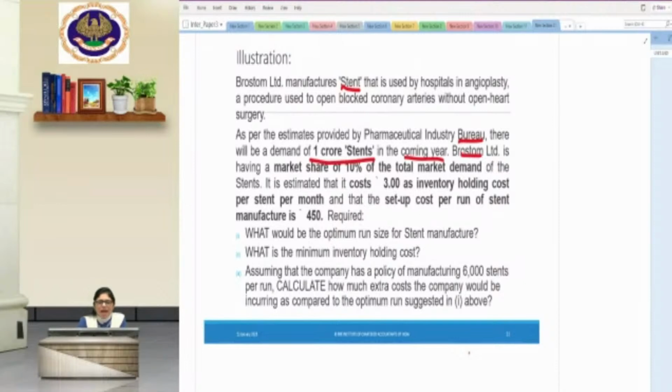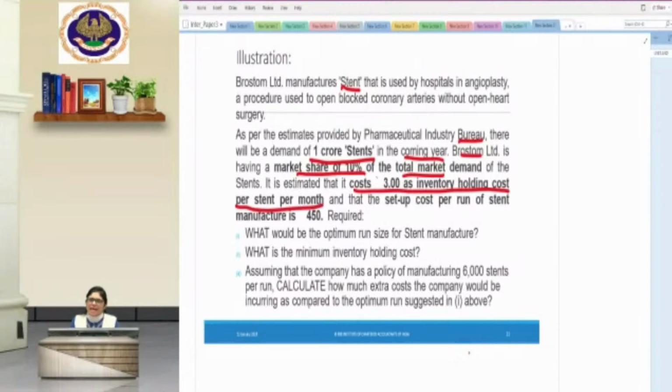Broston Limited has a market share of 10% out of 1 crore. See, 1 crore is the demand as a whole market, but Broston Limited has 10% of the market share. That is the hidden information for you. So out of this 1 crore, the demand for Broston Limited will be 10% of the total market demand. The cost is 3 rupees as inventory holding cost per stent per month.